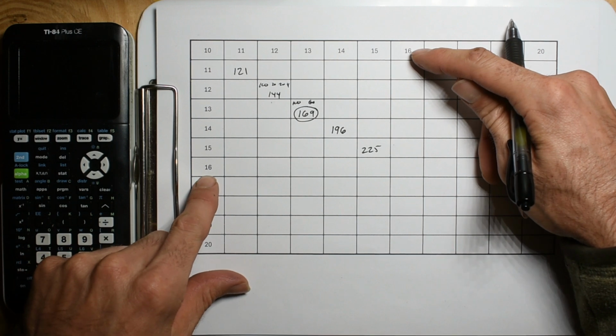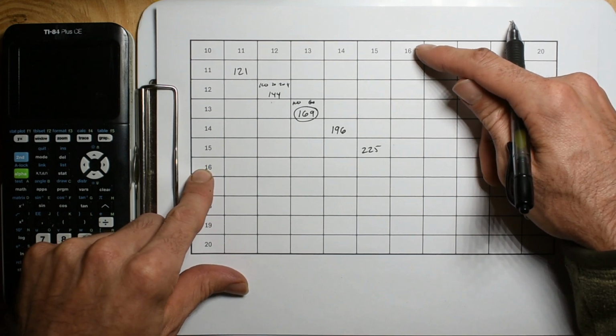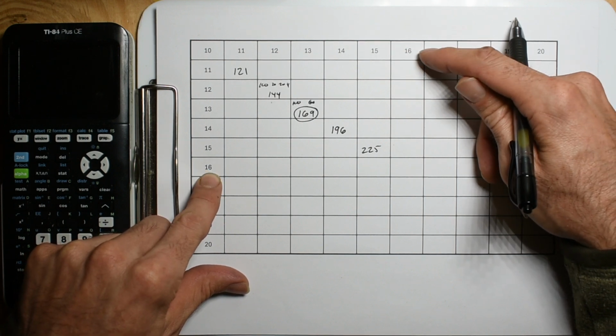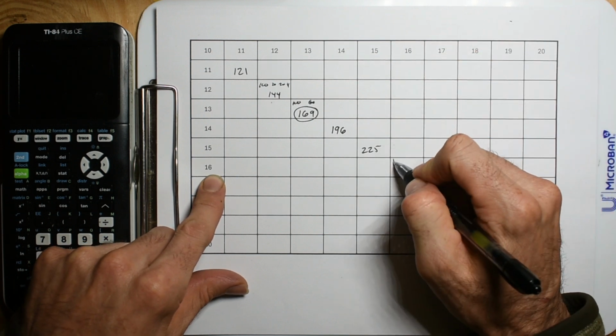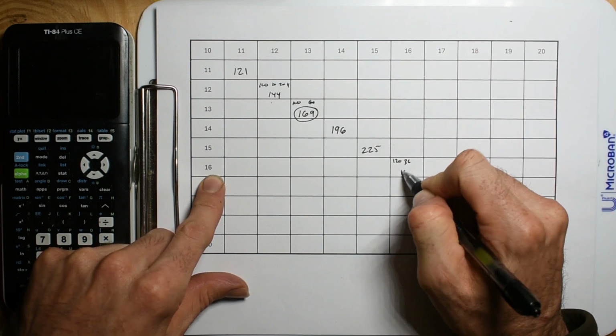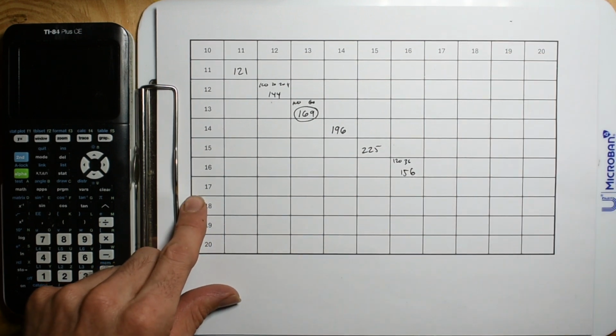16 times 16, we're going to have 10 times 10 is 100. 10 times 6 is 60, double it, 120. So now we got 220. 6 times 6 is 36, so we have 120 plus 36 is 156. And now let's see if we can keep doing these in our head without using the pen at all.